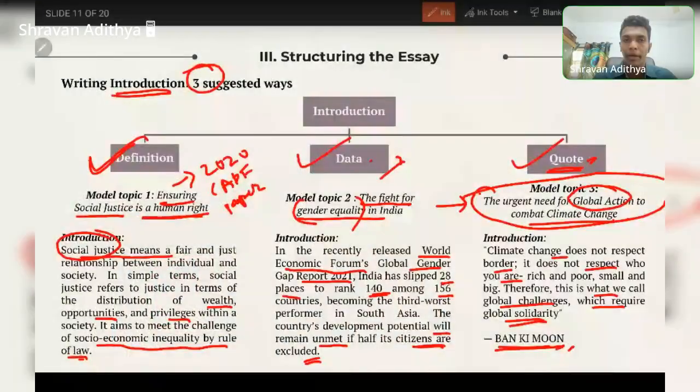So that's all from my side. I have given you three suggested ways, and you can choose any. When you see a topic, whatever is the first thing that comes to your mind, based on that, you can choose any of these suggested ways. Okay, and then our introduction is done now. Let's move on to the body.